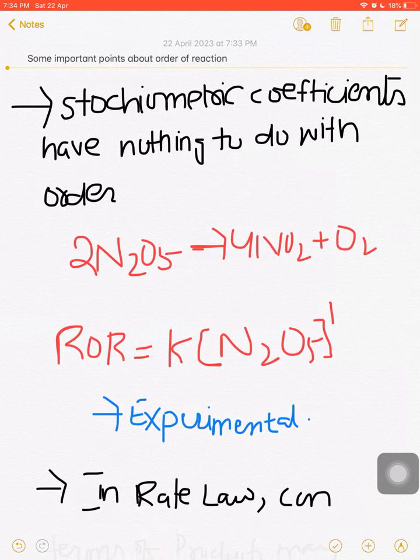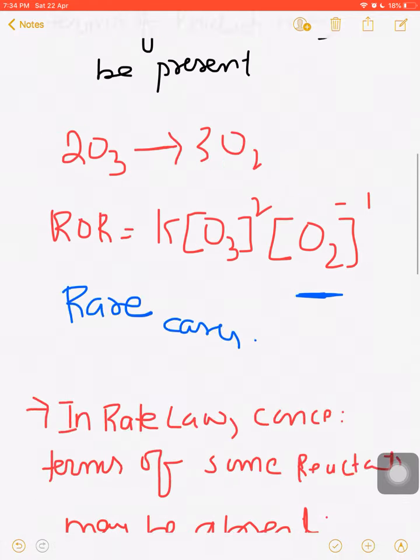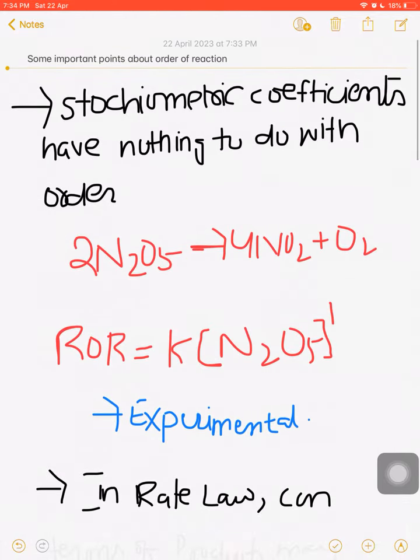So if we conclude the important points: stoichiometric coefficients have no value in the order. The rate law can also depend upon the products, sometimes we may skip a reactant, and sometimes, in very rare cases, the catalyst may also get involved in the rate of reaction, right? So I hope this is clear to you. If you have any queries, you can ask me in the comments.